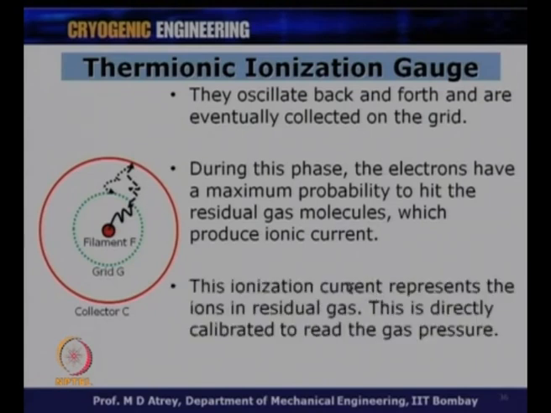This ionization current represents the ions in the residual gas. So, when electrons strike the molecules, ions will get formed, and therefore ionization current will get formed. These ions will ultimately come onto the grid over here, and that will measure the ions. The electrons also will come on this grid G, and this will be indicative of the ionic current, which will tell us about the pressure of the gas in this particular area. This is directly calibrated to read the gas pressure. So, ionization current is going to be indicative of the gas pressure over here.